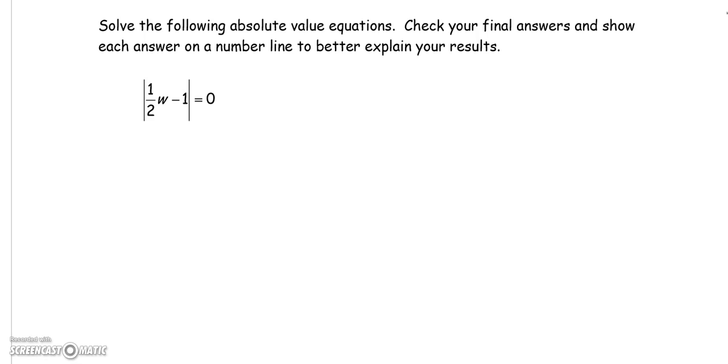We want to check our answers, and we want to explain this better using a number line. So I'm going to go ahead and start with the number line. Here's a 0, okay? The question is, how far is 1/2 W minus 1 from 0? I want to be 0 units away from 0. Well, that means I'm exactly on that location. I have not moved at all.